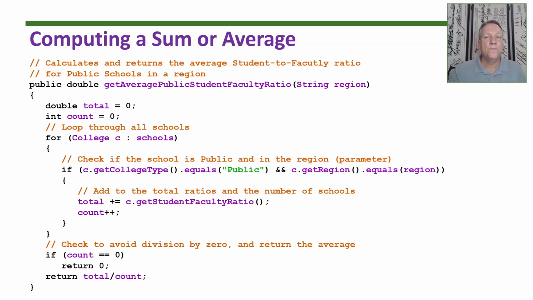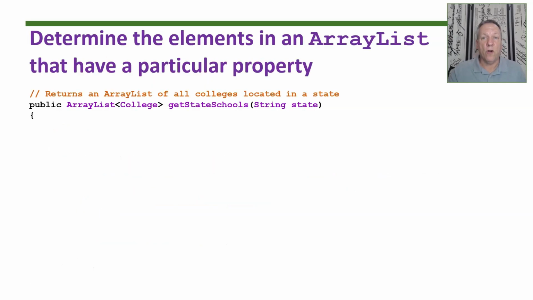How'd you do? All right, one more to go before we test our methods out and see if they actually work. Let's determine if certain elements in an array list have a particular property. In this case, we have a method called getStateSchools, which, given a state, I'm going to return an array list of all of the colleges that are in a particular state.